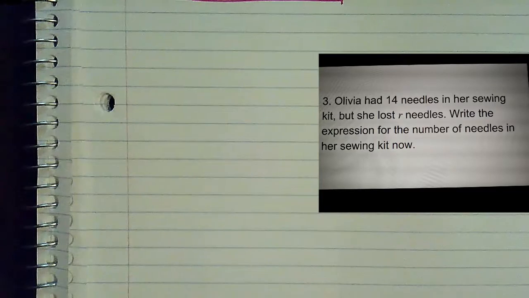Third problem. Olivia has 14 needles in her sewing kit, but she lost R needles. Write an expression for the number of needles in her sewing kit. So go ahead and make your known and unknown tables, and then come up with the expression, and I'll check it to see if it's right.